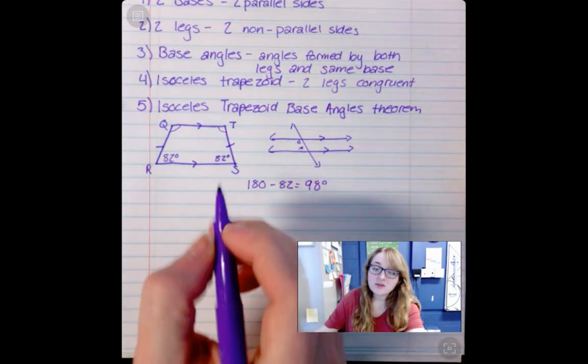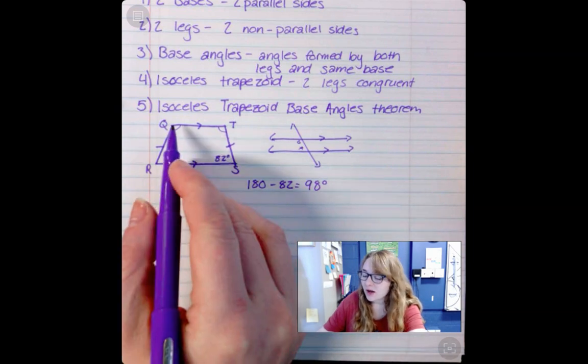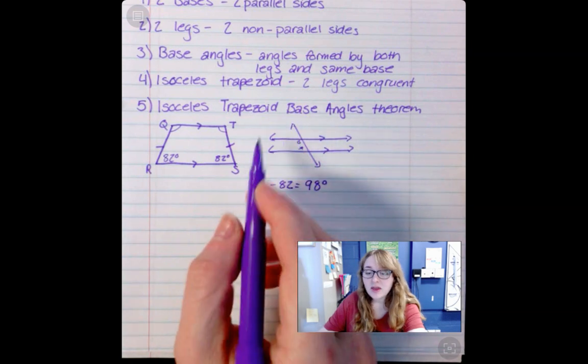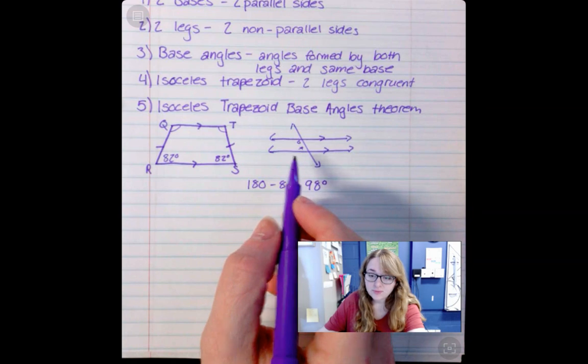So that means that angle T and angle Q are 98 degrees. They are congruent because of the isosceles trapezoid base angles theorem, and they were consecutive because of the consecutive interior angles theorem.